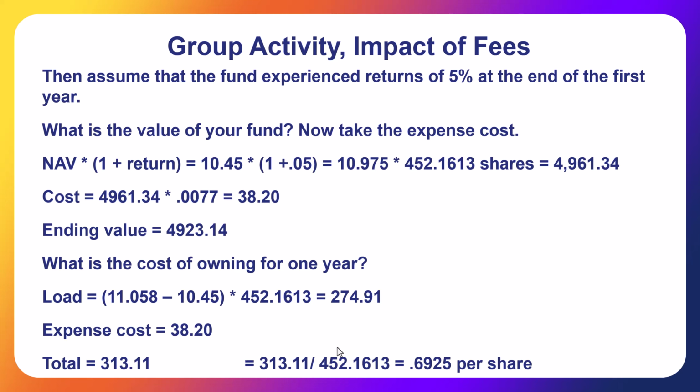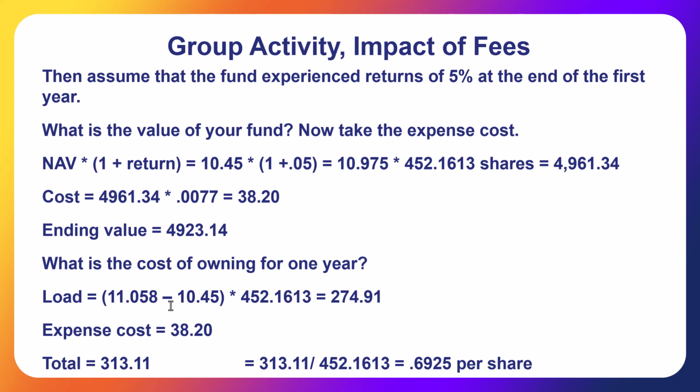So again, assume that this fund experienced a 5% rate of return at the end of the first year. What's the value of your fund? So take the NAV times 1 plus the return, $10.45 times 1.054. Multiply that by the number of shares. Now we have $4,961.34. Again, our annual cost is at 0.77%, $38.20. So our ending value, $4,923.14.